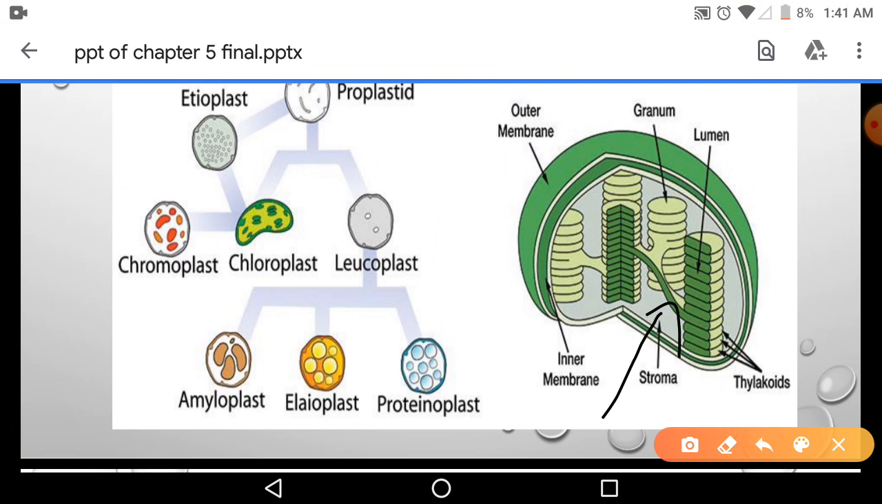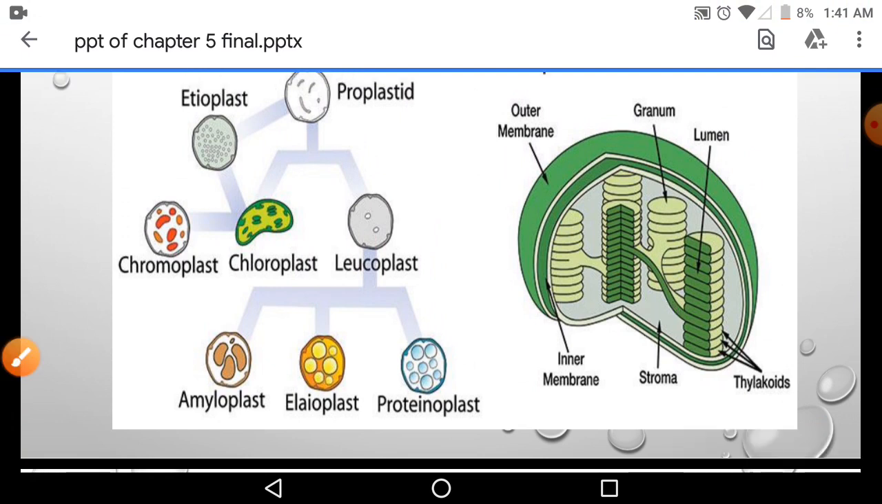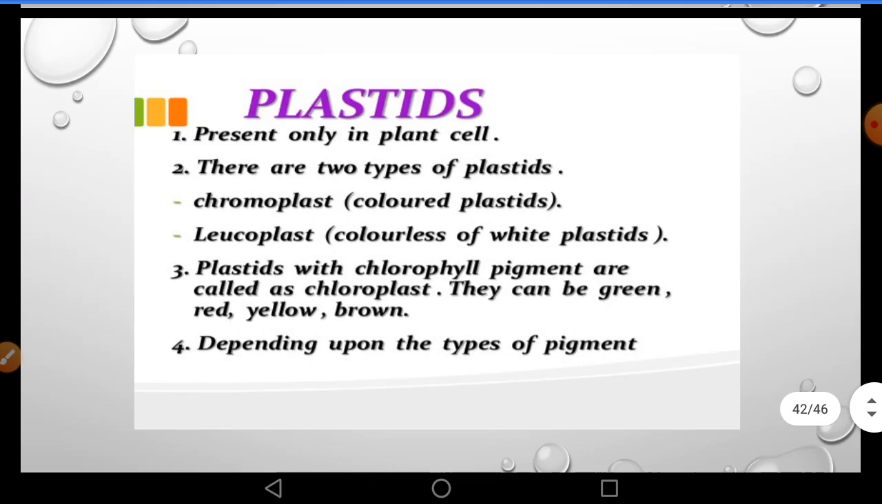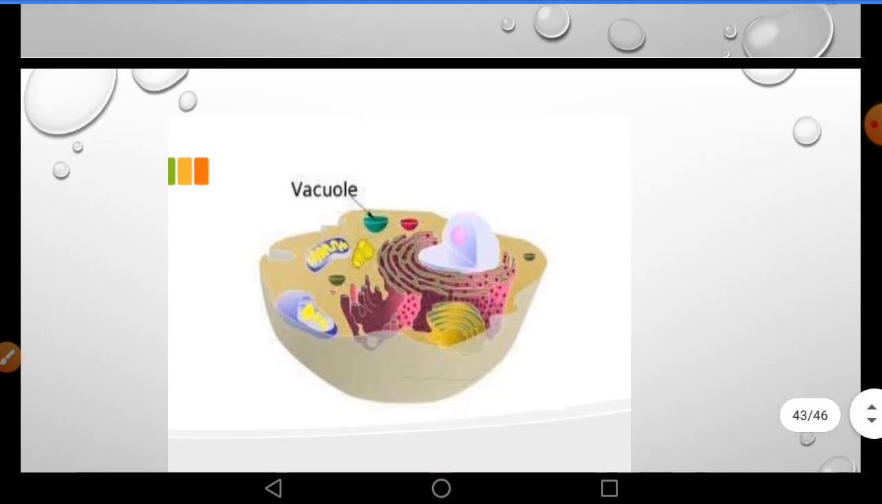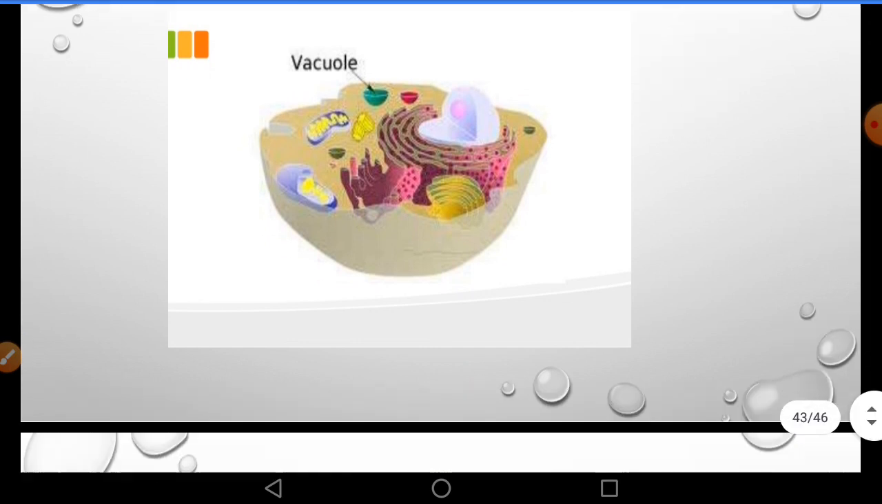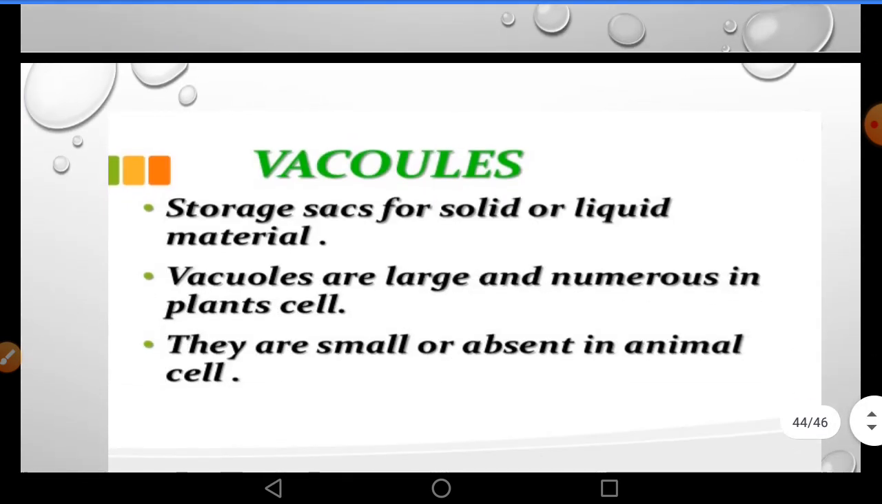So this structure is similar to the structure of the mitochondria, the structure of the plastid. Like mitochondria, plastids also have their own DNA and ribosomes. Now the last organelle which we have is the vacuole. Vacuoles are storage sacs for solid or liquid material. So whatever solid or liquid material is there in the cell is stored in the vacuole. They are large and numerous in plant cells.